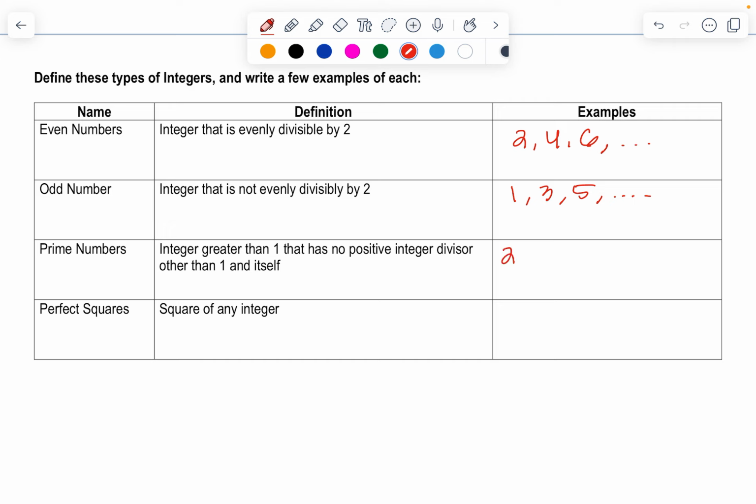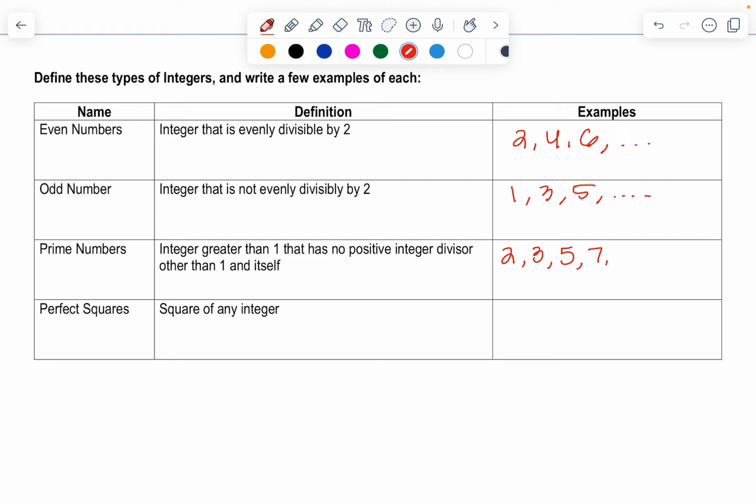2 is only divisible by itself and 1. 3 is only divisible by itself and 1. 4 is divisible by 2, so that's out. 5 is divisible by only itself and 1. 6 is divisible by 2 and 3, but if it's divisible by just one of those things, it's out. 7 is a prime number.